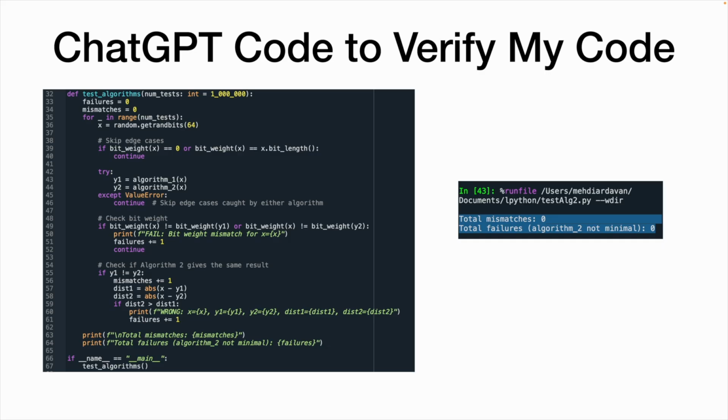I asked ChatGPT to write a code to compare the results of algorithm 1, which is the standard one, and algorithm 2, which is mine, for say 1 million randomly generated numbers, and it turns out that they return the same results. There are no mismatches. So my algorithm seems to be correct. If you think otherwise, or if you think that you can come up with an answer that is probably different, not listed here, please do leave a comment.